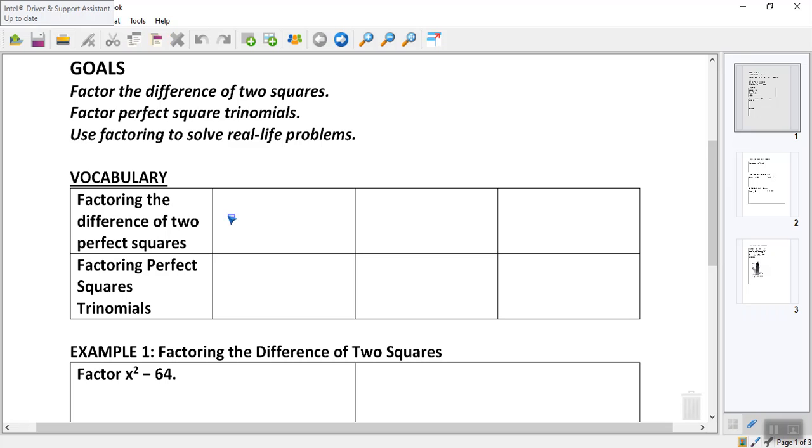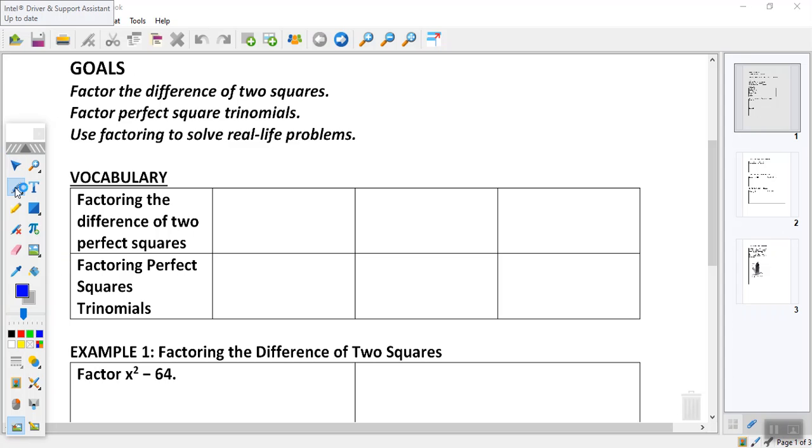Do you guys remember when we were foiling stuff out and we were multiplying all that stuff together? You remember doing that? Okay. Yeah. Oh, things are not going well up here this morning.